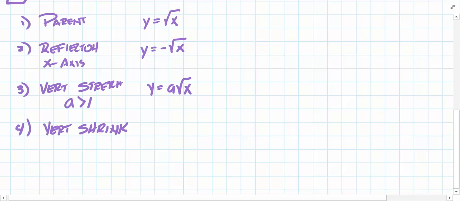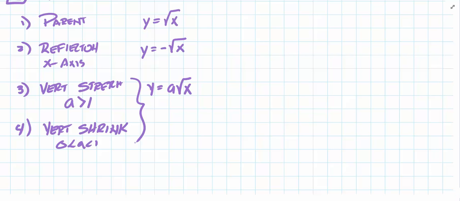What a value would it have to be in order to shrink it vertically? Yeah, 0 less than a less than 1. Absolutely, for the exact same one, right? Yeah, some books use the word compression. Our book uses the word shrink, but I'm with you on that one. I kind of like the word compression as well, to be honest with you.